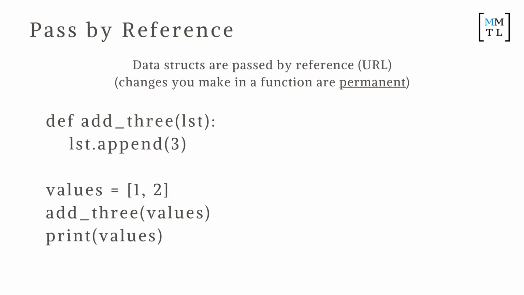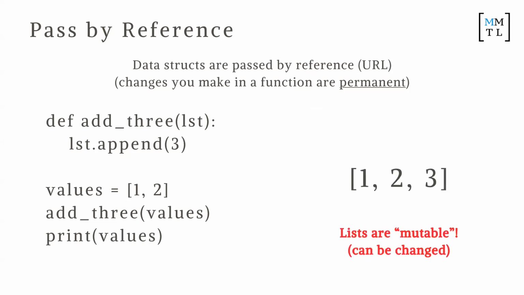1, 2, 3. Exactly. So the list, any changes that you make inside a function, it becomes permanent. And this applies to any complex data type. So dictionaries, tuples, lists, but it doesn't apply to the basic types. So if it's an integer or float, it does not apply. When Python sees a data structure, it passes by reference, which is sort of like a URL. So instead of passing the actual value of it, because it's such a complex structure, it passes a reference to it, so a link to it. And any changes that the function makes to that link is reflected permanently.